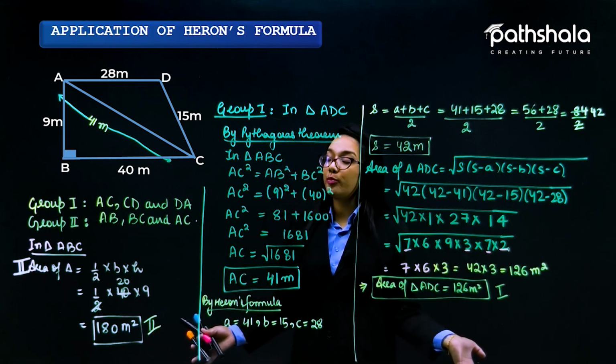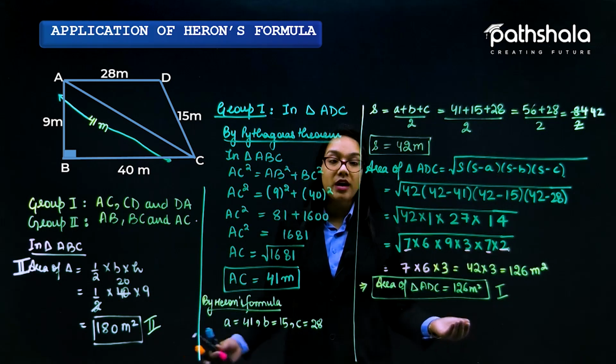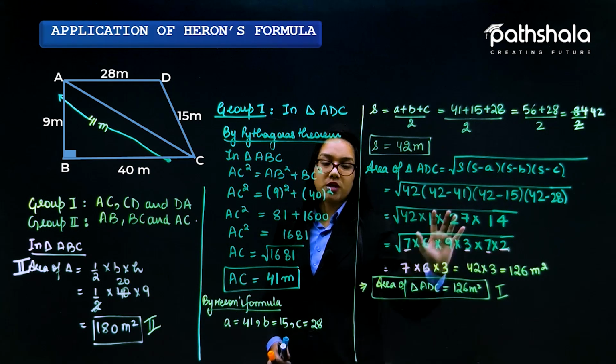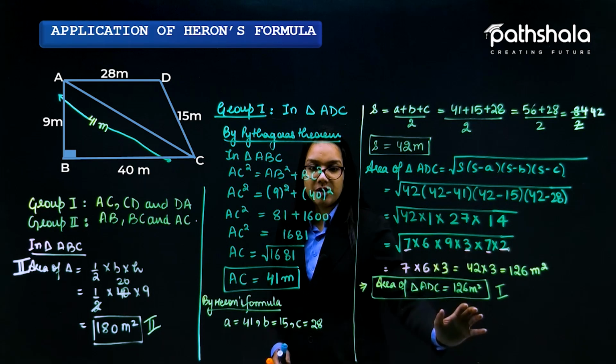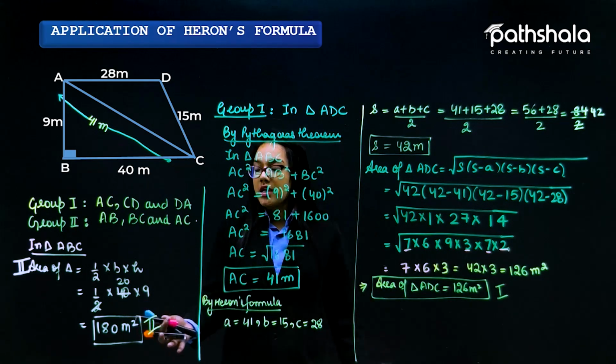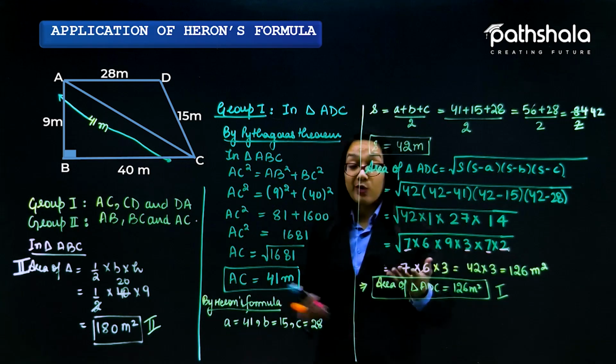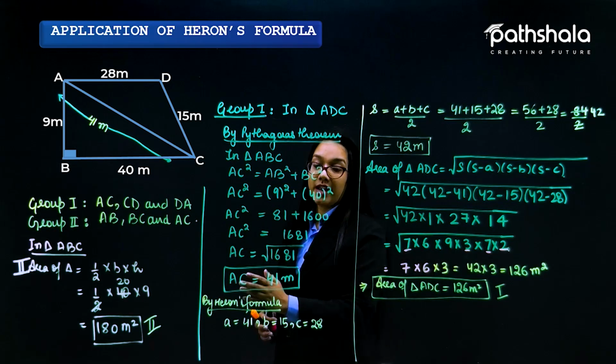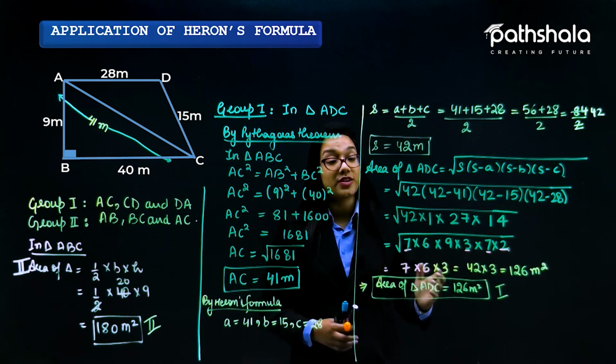So obviously the group 2 has cleaned more area than the group 1, because the group 1 area is 126 meters square and the group 2 area is 180 meters square. And we can also find the difference by taking a difference of 180 minus 126.